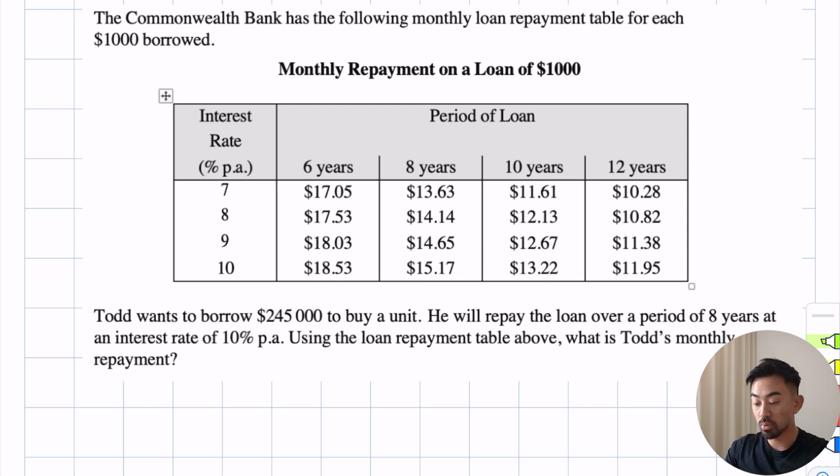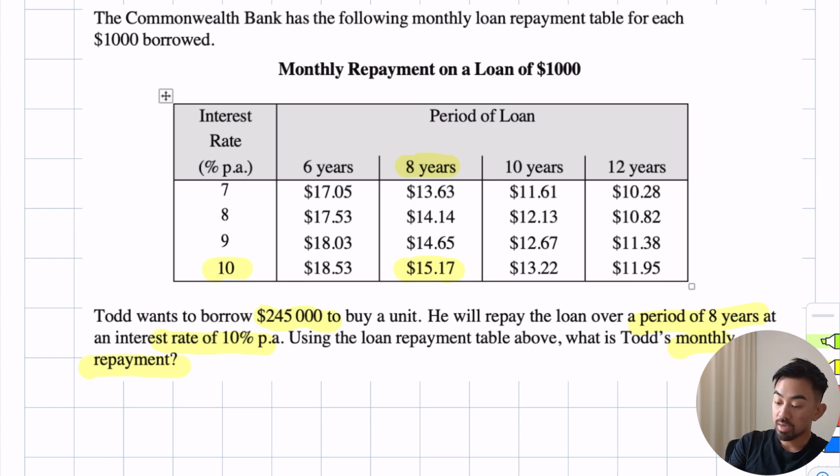Okay, so Todd wants to borrow $245,000 to buy a unit. He will repay this over a period of 8 years and at an interest rate of 10% per annum. Using the loan repayment table above, what is Todd's monthly repayment? All right, so we need to work out how much he needs to repay per month. So he's borrowing for 8 years at 10%. So he's going to have to repay $15.17 for every $1,000.